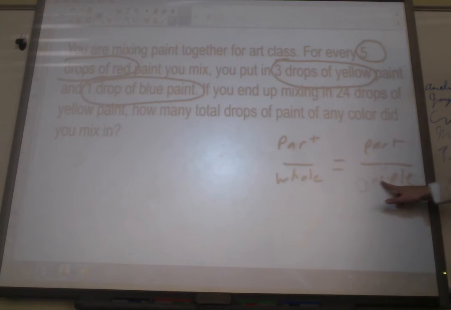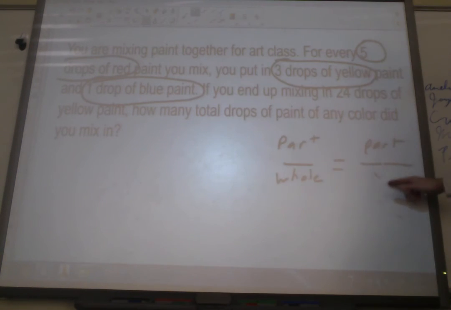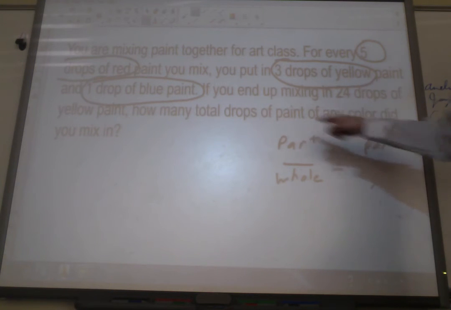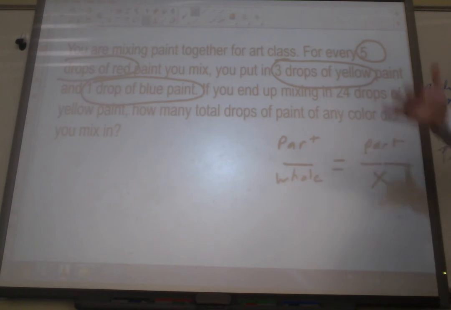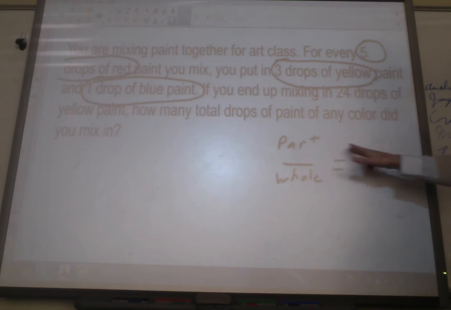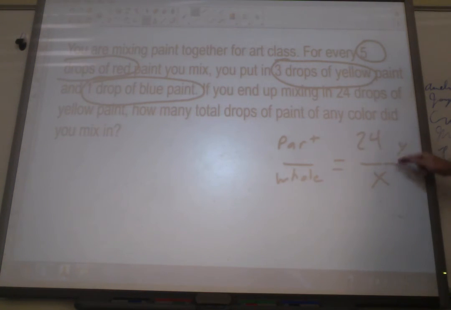So let's erase one of these, and we know that what we're trying to find is one of these wholes, or one of these totals. So we'll use that for x. That's what we're trying to figure out. Well, what do we know? What is the part to this total? It says if you end up mixing in 24 drops of yellow paint. That's the part. 24 drops of yellow, right here. 24, I'm going to put Y for yellow. Alright, so there we go.